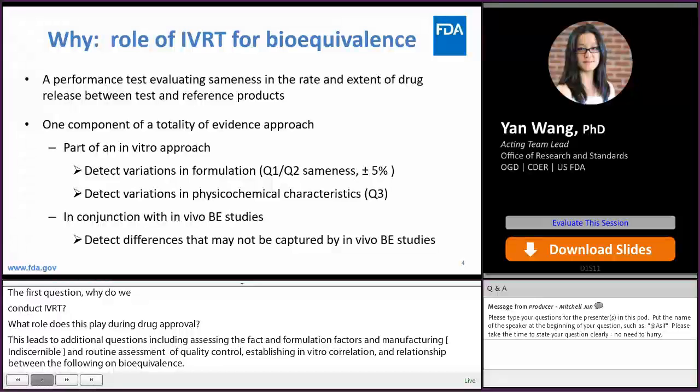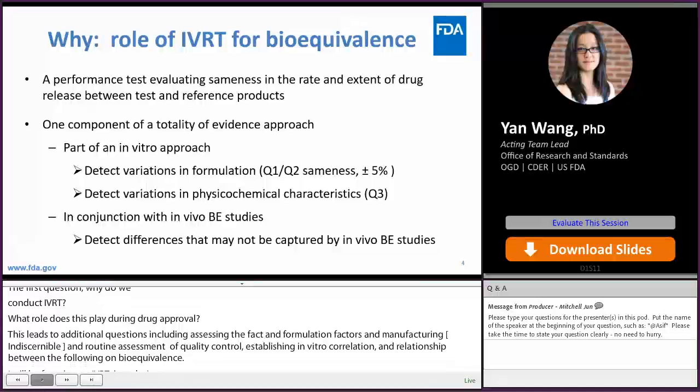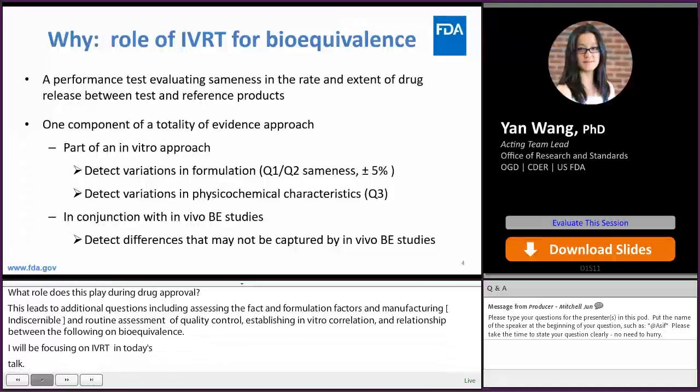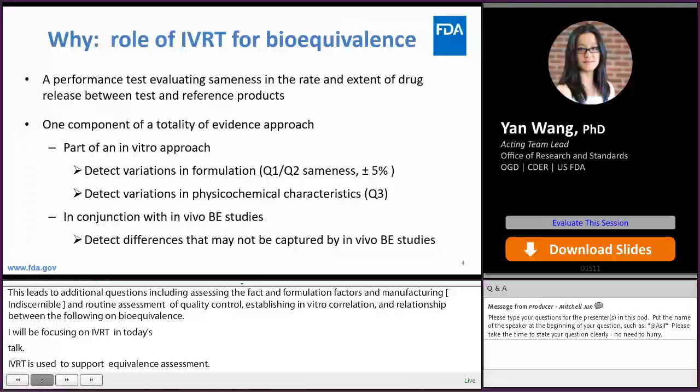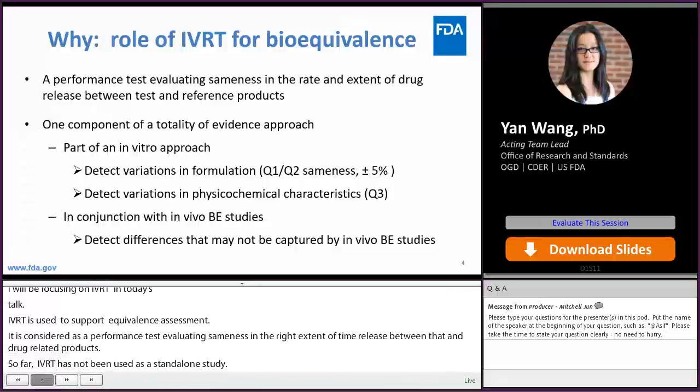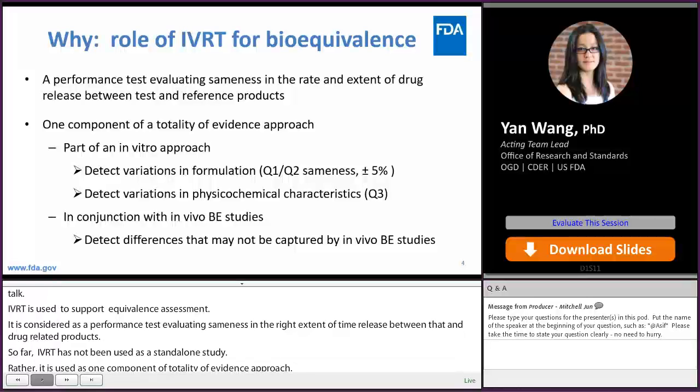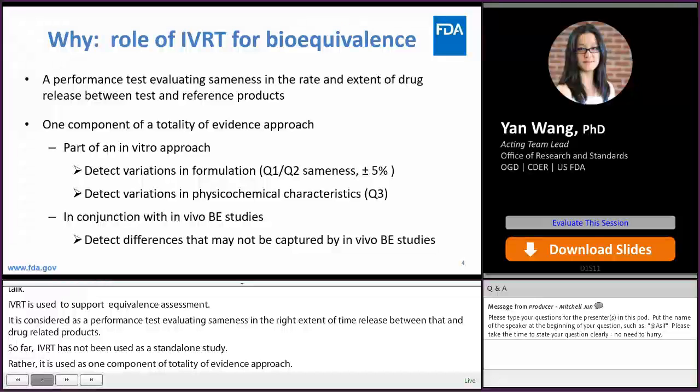When IVRT is used to support bioequivalence assessment, it is considered a performance test evaluating sameness in the rate and extent of drug release between test and reference products. So far, IVRT has not been used as a standalone study. Rather, it is used as one component of a totality of evidence approach. IVRT has been recommended as part of an in vitro approach to detect variations in formulation and related physical-chemical characteristics. It has also been recommended in conjunction with in vivo BE studies to capture potential differences in formulation that may not be captured by the in vivo studies.